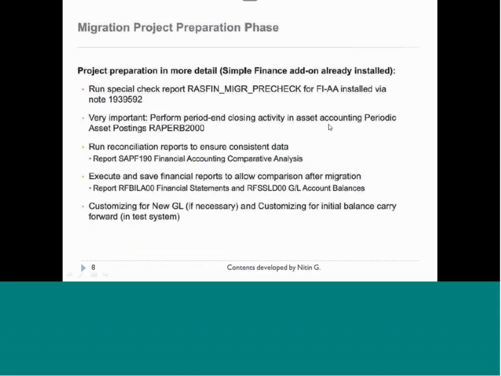Very important, perform period end closing activity in asset accounting, periodic asset posting. So you have to perform the period end closing for fixed assets. I just told that the depreciation recalculation program, depreciation and all those programs, everything has to be done for assets. Until you run the depreciation, SAP will not allow you to migrate. For all active company codes, you have to ensure that depreciation is complete for that particular period where you are migrating. Like you are migrating now in January, it has to be completed till December 31, whatever the last month end date is.